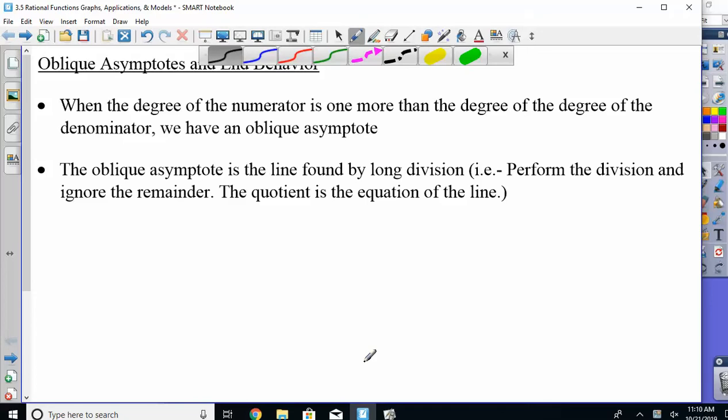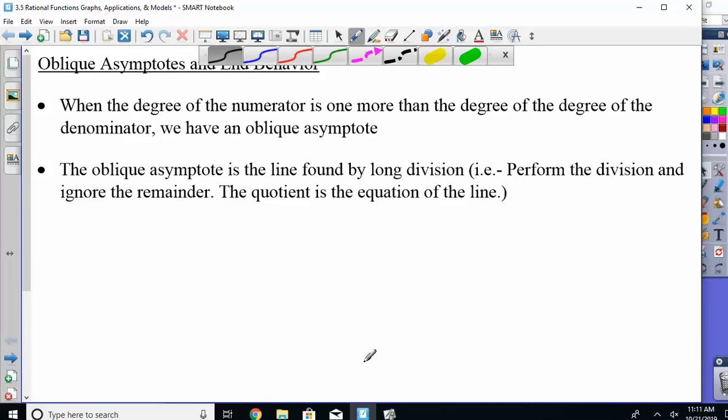And then we went into horizontal asymptotes, and we said we have those in two cases. If the degree on top is smaller, it's automatically y equals 0. If it was the same degree on top and bottom, we divided the leading coefficients.